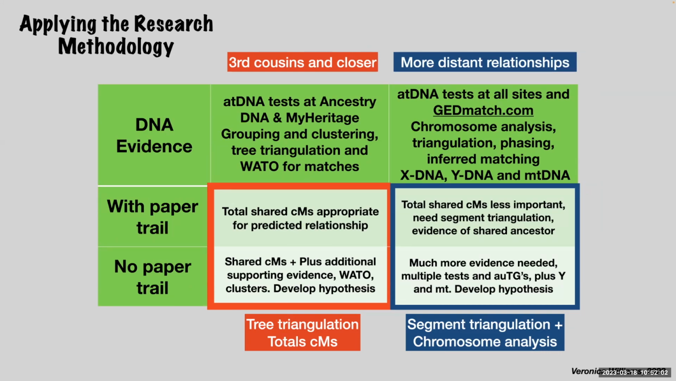So if we take that information and apply it to DNA evidence, we really have the same sort of thing: one approach for our third cousins and closer, and probably a different, more extensive approach for confirming more distant relationships. So on that red left-hand side, tree triangulation and total centimorgans are pretty good. If you know who the most recent common ancestor is, they are in the right centimorgan range, and you've got a corresponding paper trail, you're on pretty good ground.